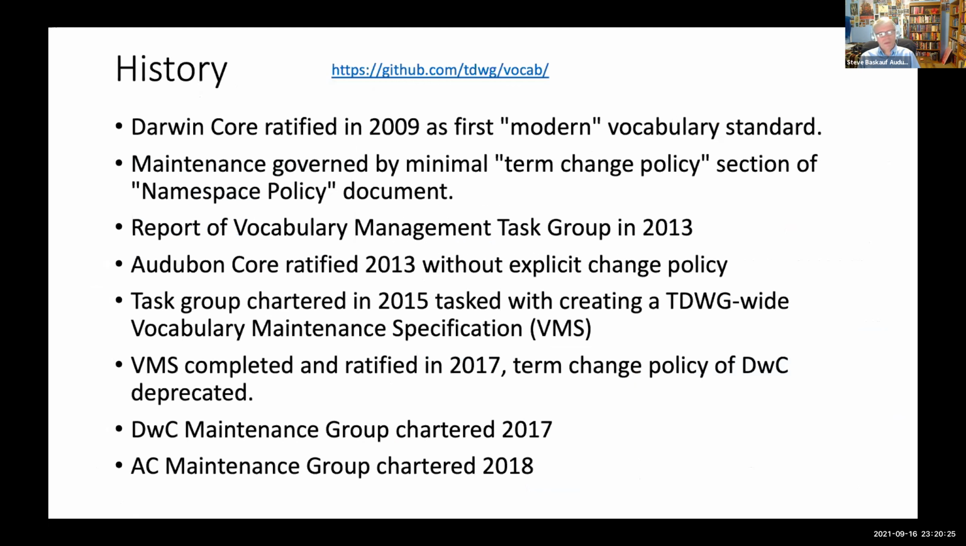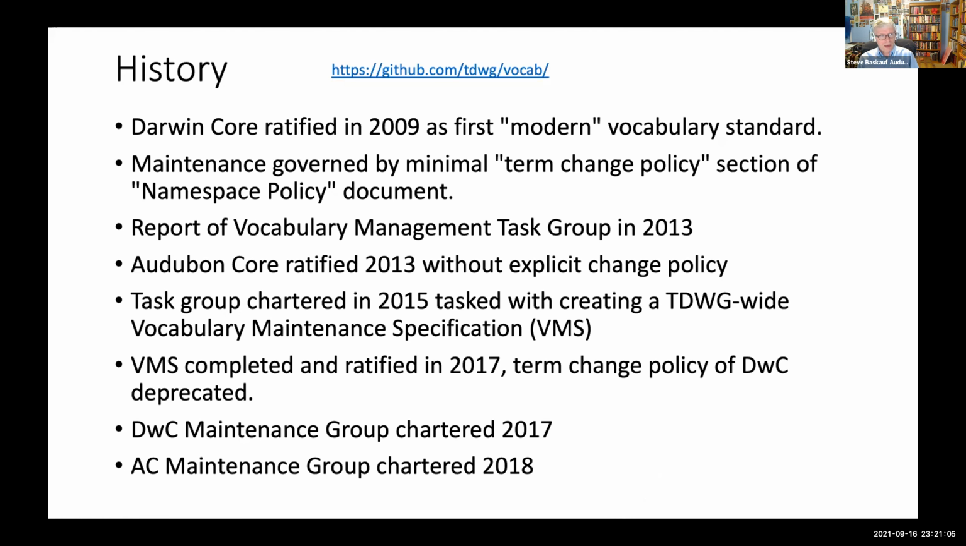So just a brief bit of history. Darwin Core, which was the first vocabulary standard to be adopted under the modern process that Stan described, came with its own document that described how changes should be made to it. And they were basically Darwin Core specific. But it became apparent that there were some issues with that. They didn't work well. They didn't say how documents should change. So there was some discussion about having a TDWG-wide vocabulary maintenance process.